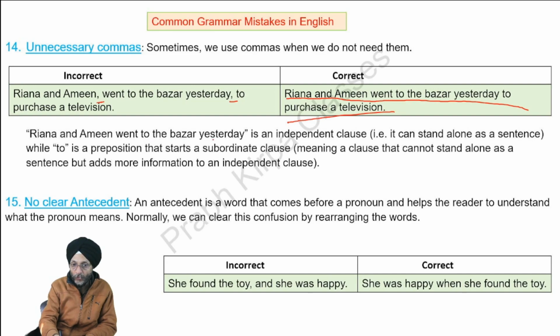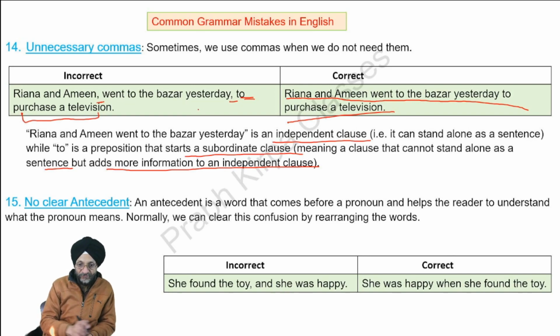"Rihanna and Amin went to bazaar yesterday" is an independent clause. It can stand alone. That is, if you write the sentence only up to "yesterday," it will be proper. It is an independent clause. Here, "to" is a preposition that starts a subordinate clause. This is a subordinate clause, meaning a clause that cannot stand alone as a sentence but adds more information to an independent clause. So there is no need to add a comma in such types of sentences.